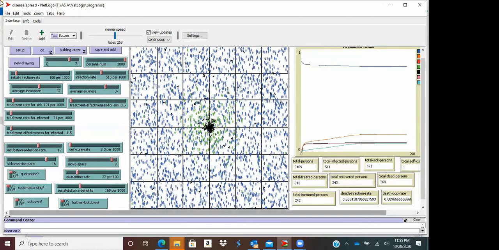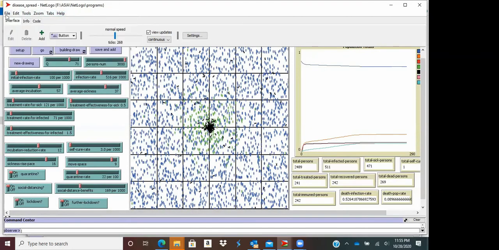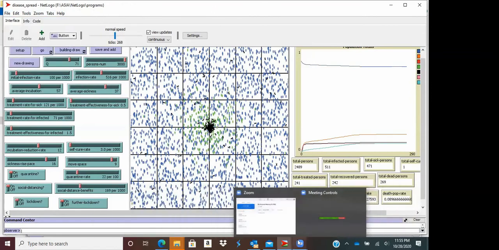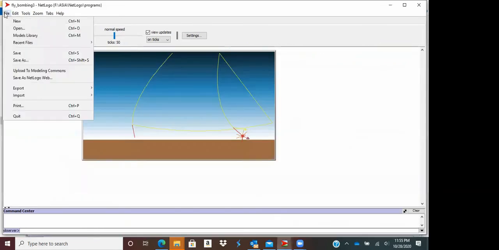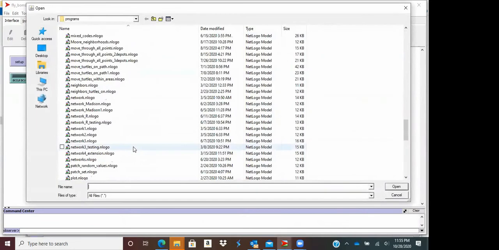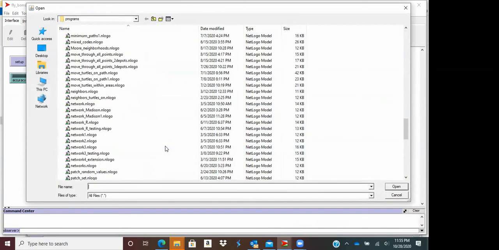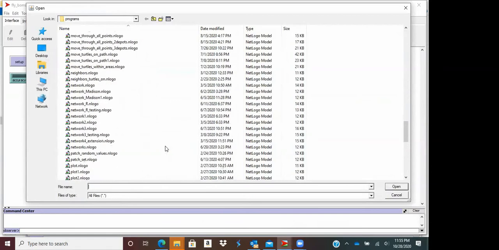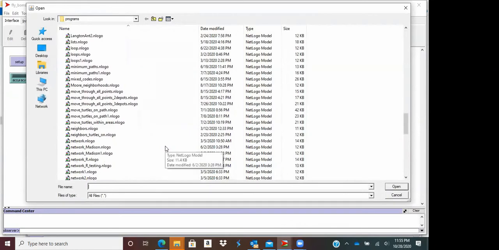Finally, before I let you go, let's do one more fun thing. I know you guys play computer games, so I'm going to show you a game that you can produce using this program. This is a game called bombing. I'm going to bring up a few bombing simulations. It's just an airplane that bombs some object on the ground.